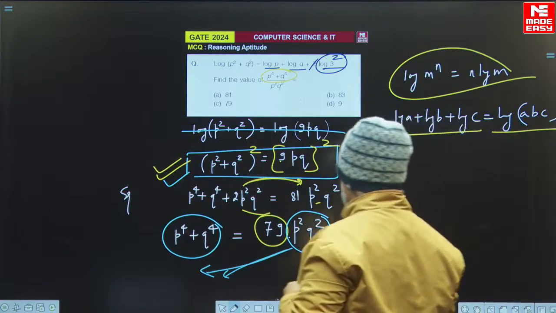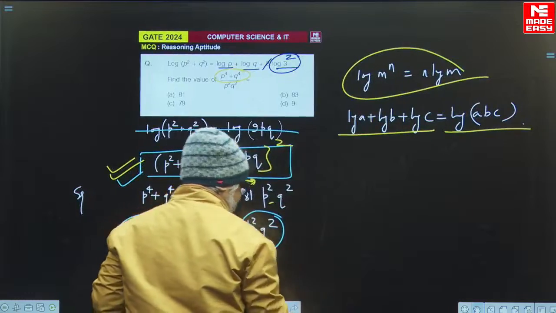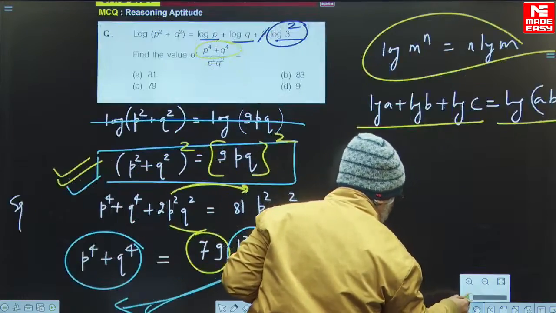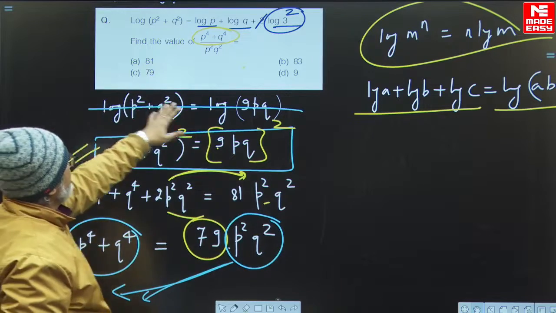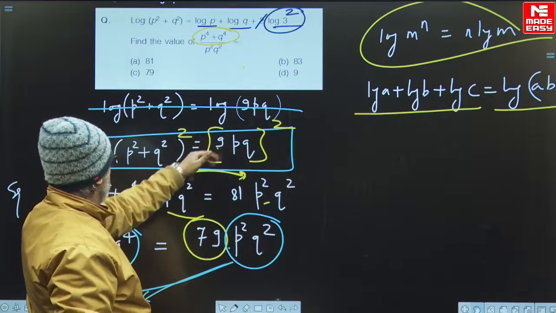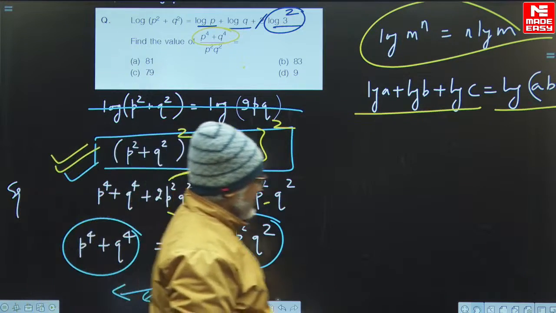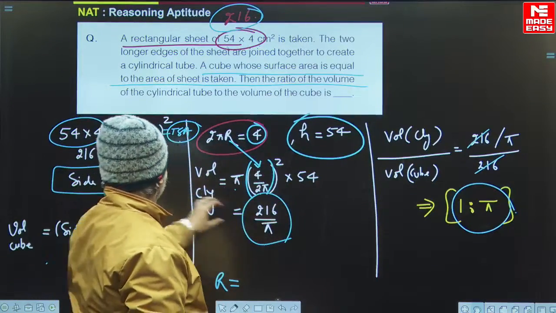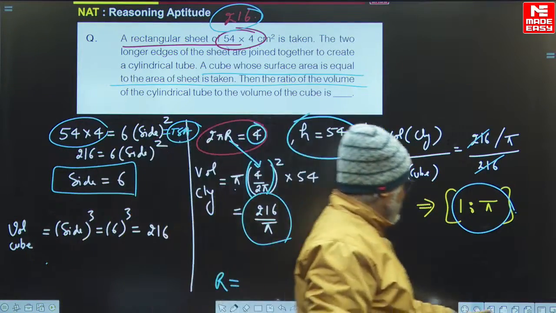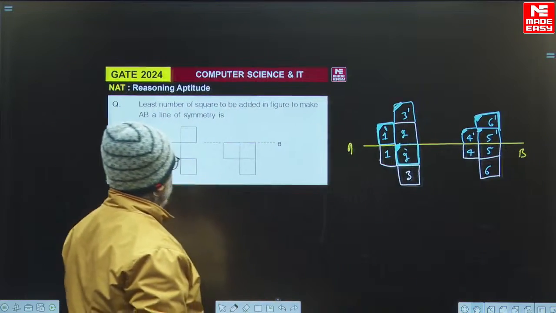So what can I say about the paper? It was your day altogether, morning shift. Let's see what will happen in the afternoon shift. Direct question, no need of writing anything, just you do it, square it, divide it and get the answer. Exactly easy one. Cylinder, volume, cube, volume, take the ratio, formula based.